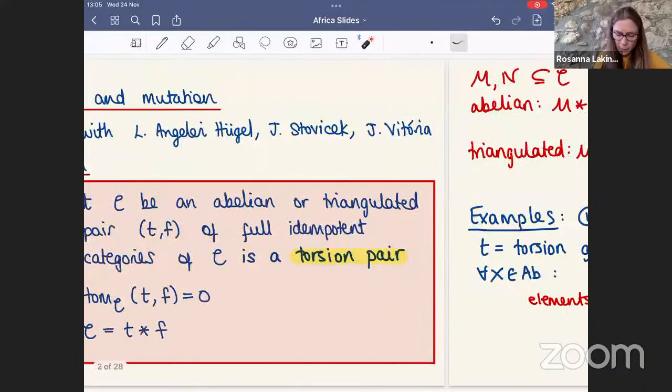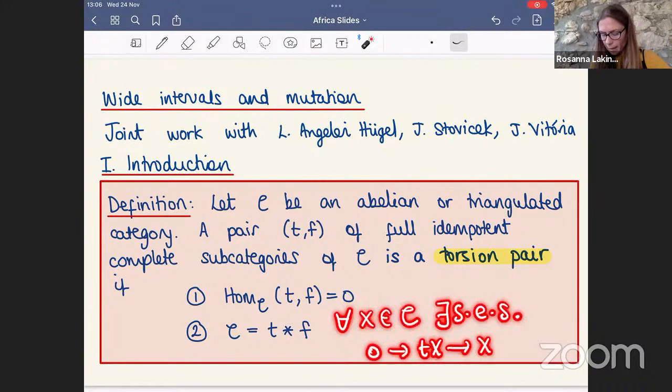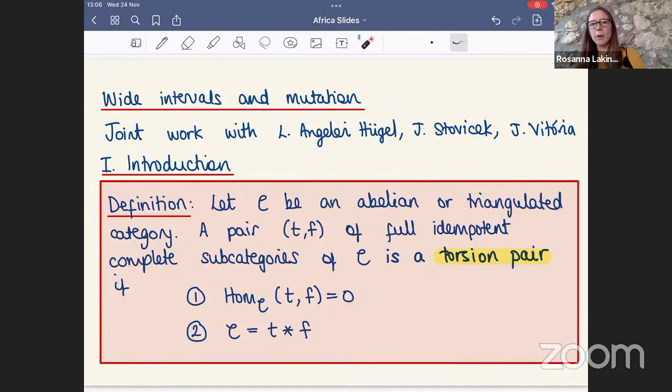Another way of saying this last condition, C equals the star product of T and F, is to say that for all objects X in C, there exists a short exact sequence 0 to tX to X to X over tX to 0, where tX is in T and X over tX is in F. This is how the definition of a torsion pair usually looks.